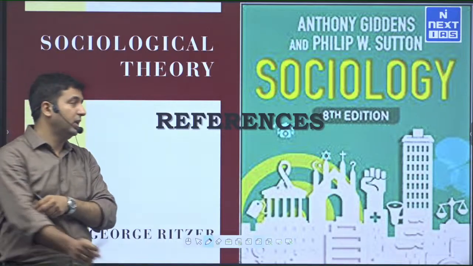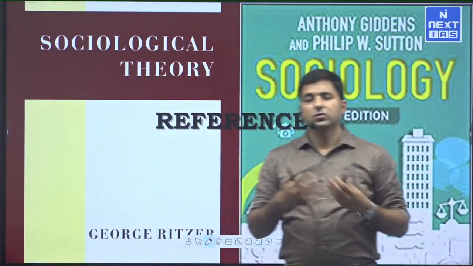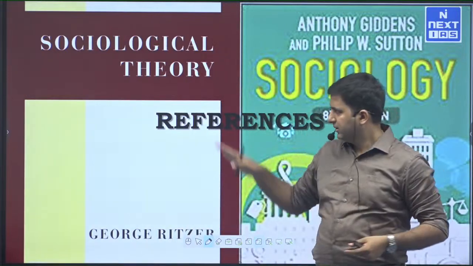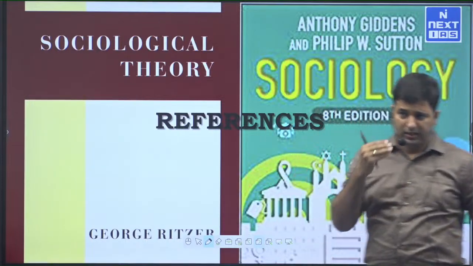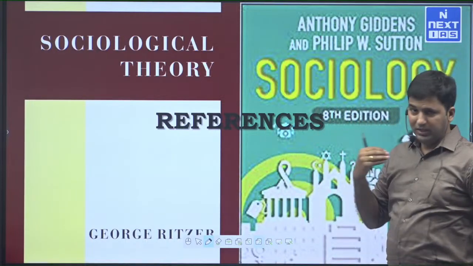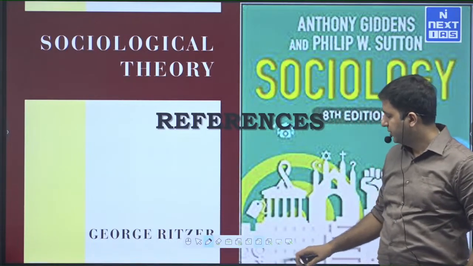But if you decide to take the plunge and want to read it on your own, I would recommend starting with George Ritzer's Sociological Theory. Anthony Giddens is also a good book, but very complicated. In initial learning, you will experience that with these books. So, George Ritzer, Sociological Theory.